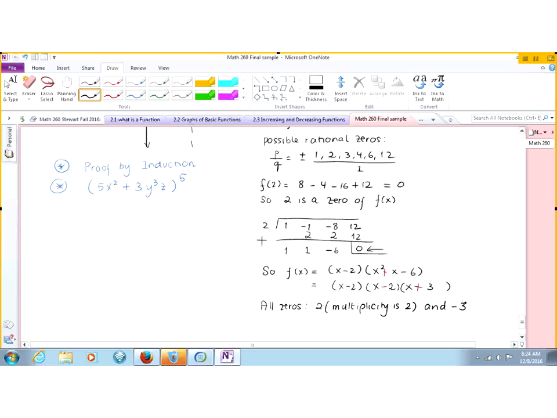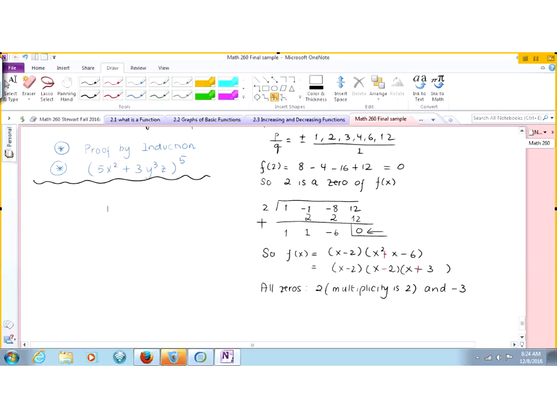Good. Do you think we should graph this? So let's graph this function. 1, 2, 3, 4, 5, 6. 1, negative 2, negative 3, negative 4, negative 5. So the zeros are 2 and negative 3.